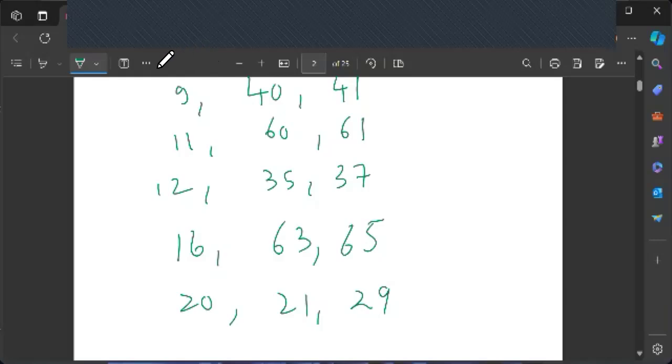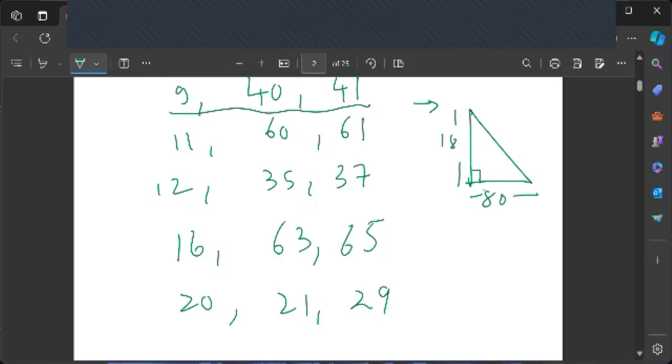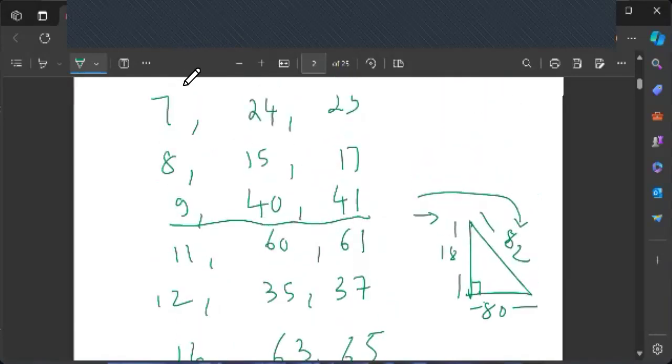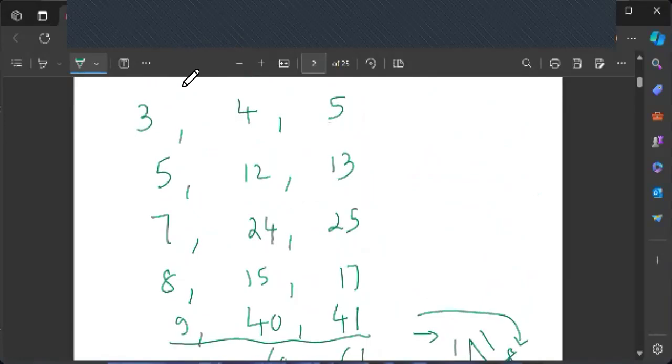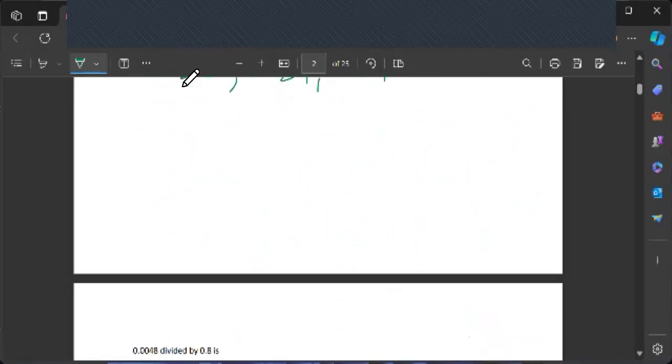So it's like, for example, 9, 40, 41. If I give you a right angle triangle like this and say this is 18, this is 80. So the blown up version of 9 by 2 is 9 2s are 18, 40 2s are 80. So 41 2s is 82. This will be 82, the hypotenuse. So that you should know. For that you should know the base triplets. So make a list and memorize the base triplets, learn the base triplets.